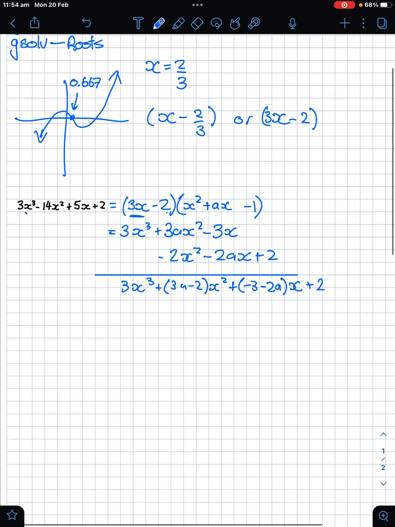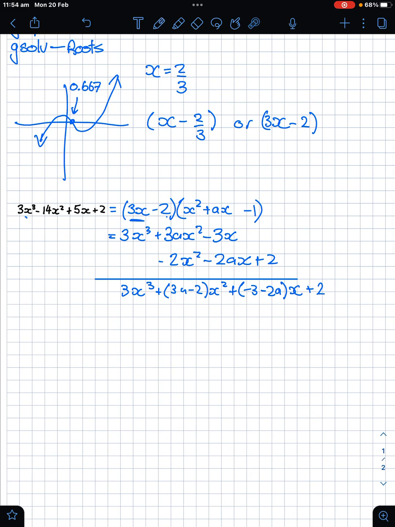So we now equate coefficients, and so we've got here 3a take 2 and negative 3 take 2a. So we're going to put this one in first. We've got 3a minus 2 is the coefficient of x squared, and this is also the coefficient negative 14. So we're going to add 2 to both sides. I get 3a equals negative 12. A should then equal negative 4. Let's check this in the next one.